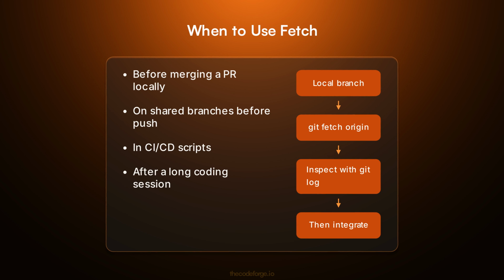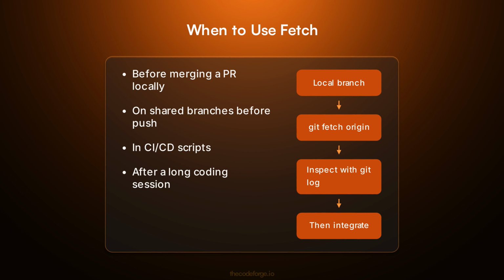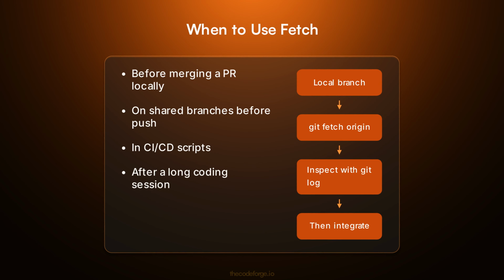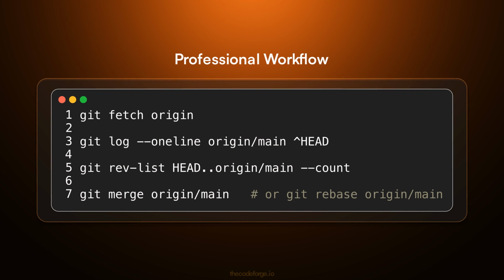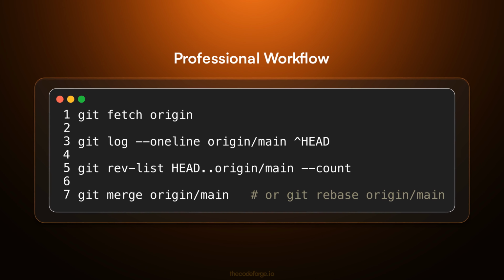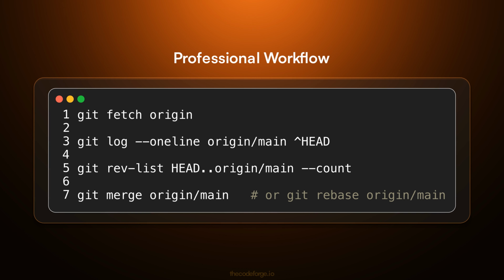Fetch is the safer habit in several scenarios. Before merging a pull request, fetch to inspect the diff. On shared branches, fetch before pushing to check if the remote has moved. In CI/CD, fetch and compare refs programmatically. After a long coding session, fetch to see what changed while you were away. This is the professional workflow. Fetch first, then use git log and git rev-list to inspect what's new. Only then do you integrate with merge or rebase.